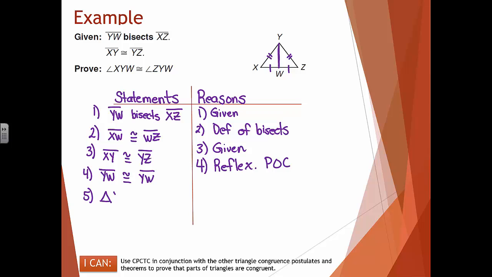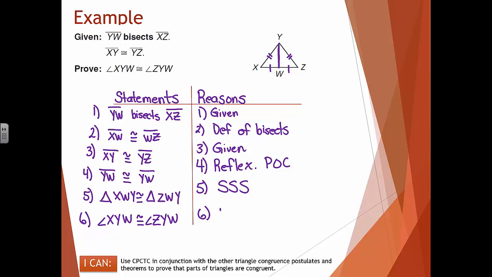Now we can say that the two triangles are congruent. That means that triangle XWY is congruent to triangle ZWY by side, side, side triangle congruence. Therefore, we can say that angle XYW is congruent to angle ZYW by CPCTC. XYW is this angle right here, and ZYW is this angle right here, and they are congruent because corresponding parts of congruent triangles are congruent.